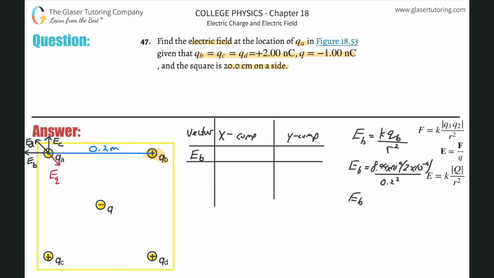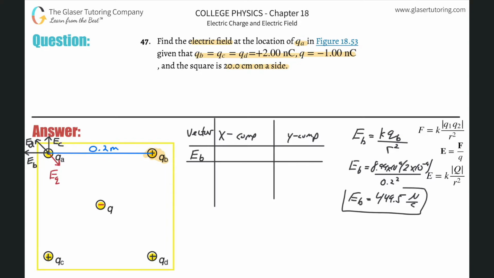And let's get now E sub B. Let's see what we get. So we get 8.99 times 10 to the 9th multiplied by 2 times 10 to the minus 9th, all divided by 0.2 squared, and we have about 449.5. That's newtons per coulomb. Those are the units.